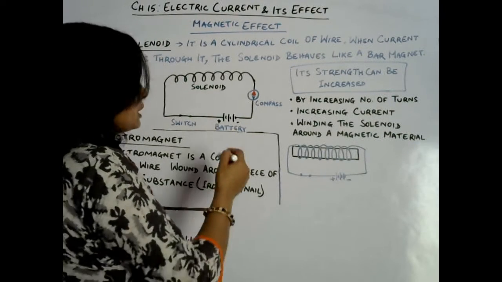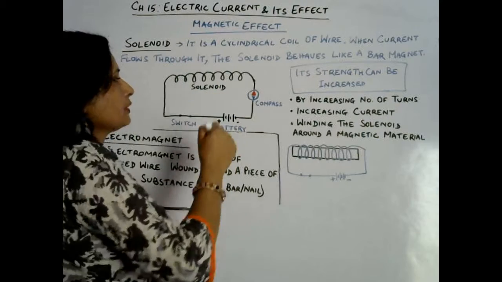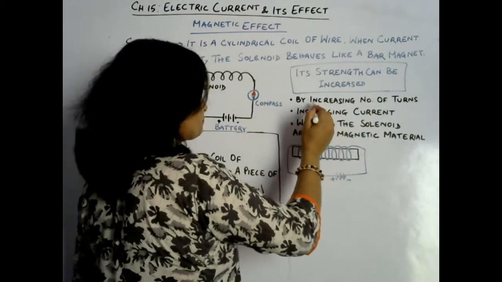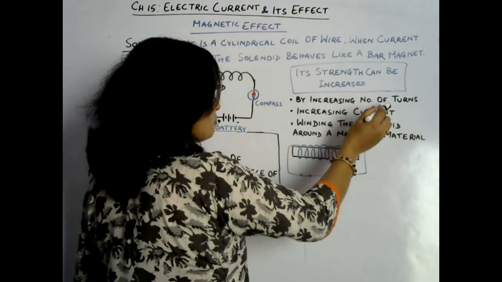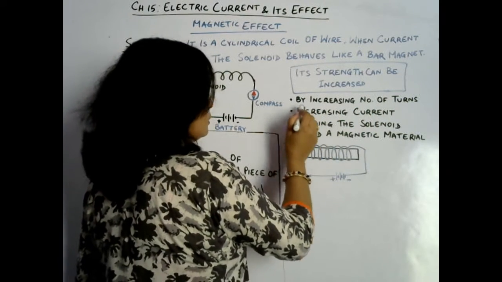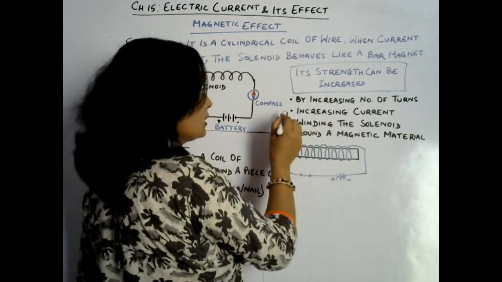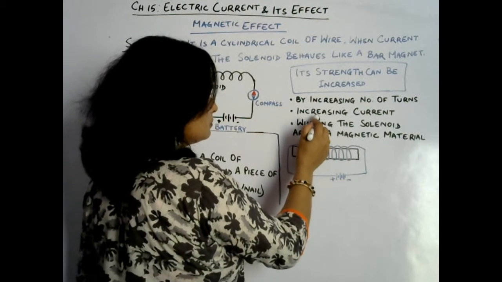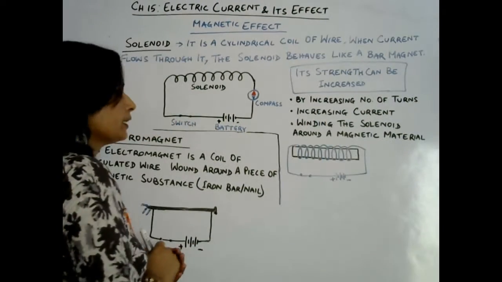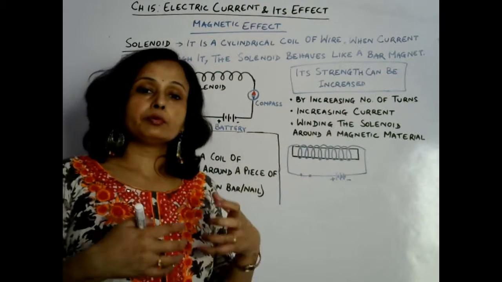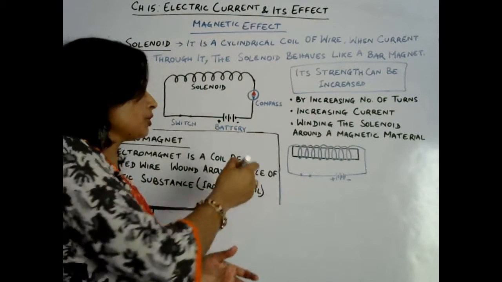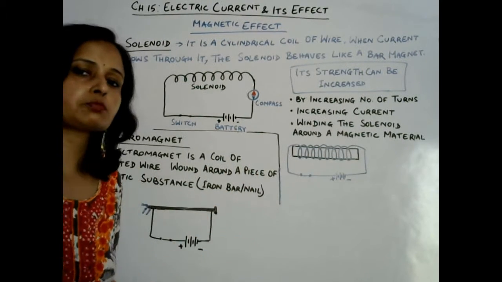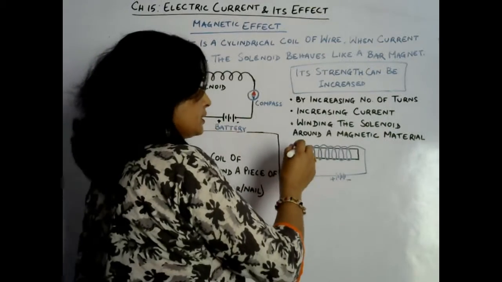Okay, so that is why this arrangement of wire is called a solenoid, and its strength can be increased by increasing the number of turns. If the number of turns increases, then its effect will increase, and by increasing the current as well. Increasing current means if we put more cells, a more powerful battery, then the current will increase. In that case, the effect of the solenoid can also be increased.